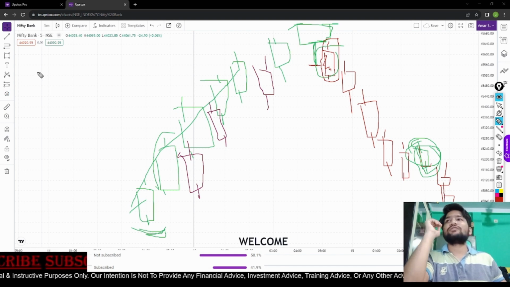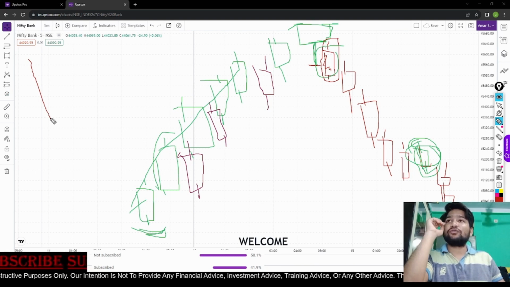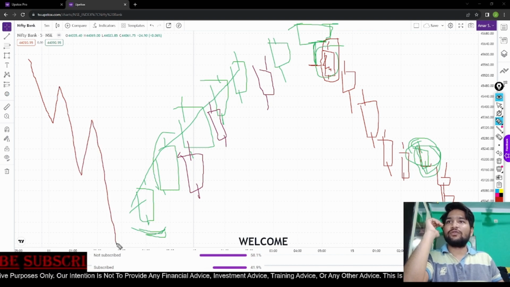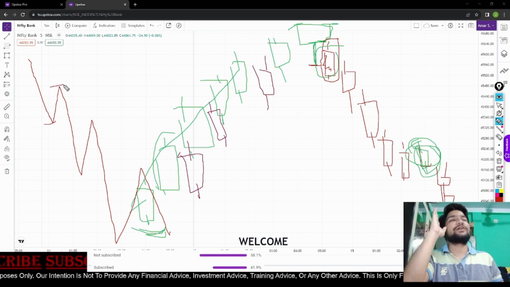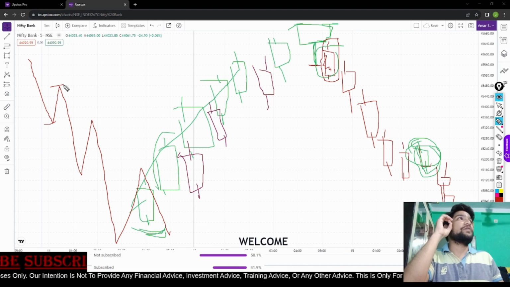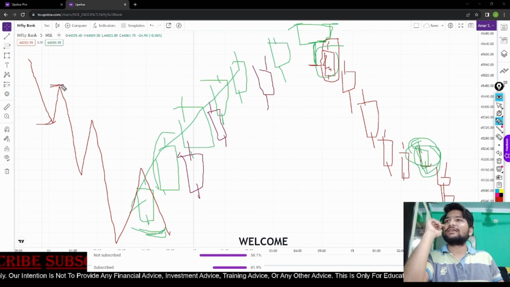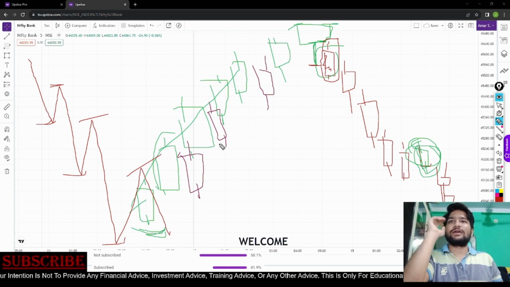As I have already told you, when the market falls, it makes lower lows and lower highs, right? Lower high, lower low, lower high, lower low, lower high. So it is a lower low and a lower high, right? It is a lower low, it is a lower high, lower low, lower high.